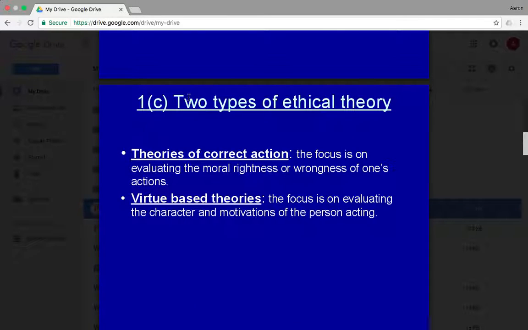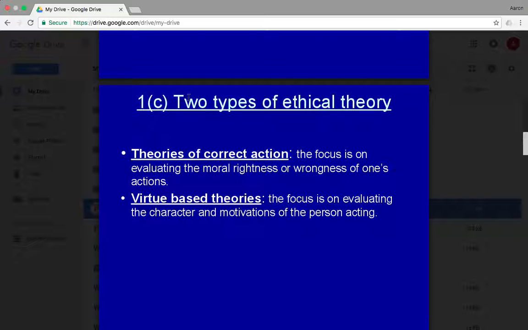Vaughan proceeds to give us an important distinction between two general types of ethical theories. He distinguishes between theories which are primarily focused on evaluating actions and theories which are centered upon evaluating a person's character. He calls the former theories of correct action and the latter virtue-based theories. Both divine command theory and utilitarianism are act-based theories. We will not have the opportunity to discuss virtue ethics as the class proceeds because, as Vaughan correctly notes, most bioethical issues are focused on the evaluation of courses of action.